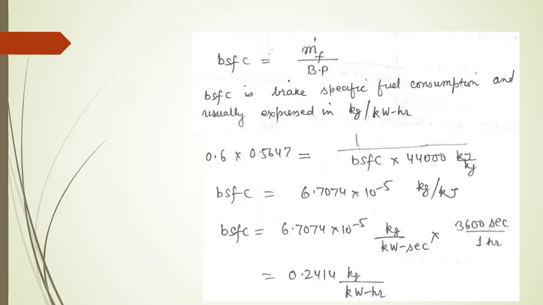Now the BSFC has to be expressed actually in terms of kg per kilowatt hour. So what we have done, we have multiplied it with 3600 seconds per hour, because you know that kilojoule can be written as kilowatt second. Okay, so the answer comes out to be in kg per kilowatt hour. So that is how you have converted the unit of kg per kilojoule into kg per kilowatt hour, because kilojoule can be written as the product of kilowatt second.